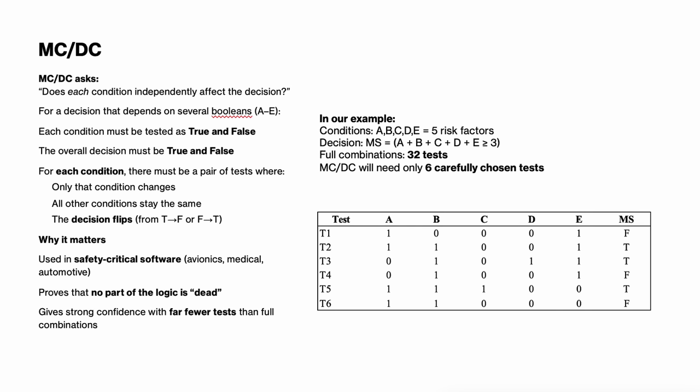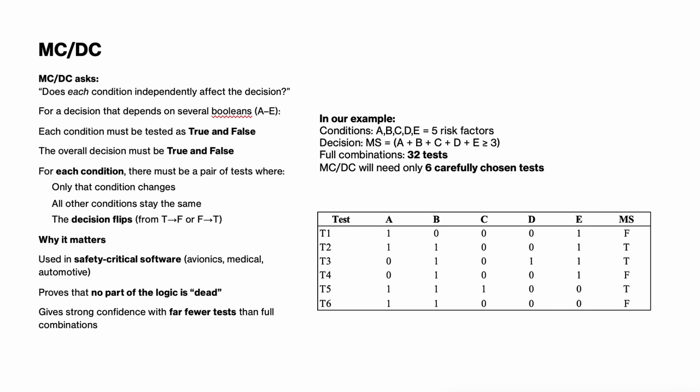Now in this set, for A, if you compare T2 and T4, only A changes and MS flips. Now for B, you compare T1 and T2. For C, you compare T6 and T5. For D, you compare T4 and T3. And for E, you compare T6 and T2. I won't be leaving you with that explanation. I will actually demonstrate how A and D are arrived at in the next slide.